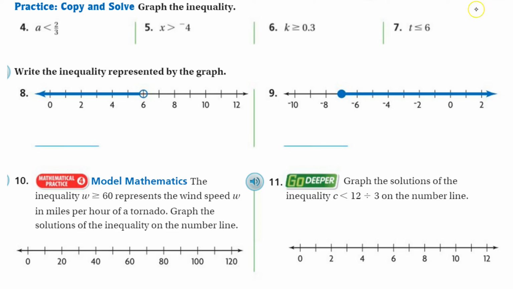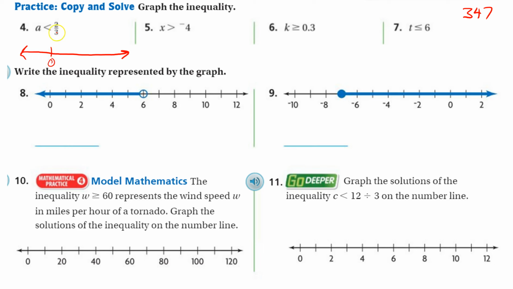All right, now I'm on the bottom of page 347. More examples. It says graph the inequality. So if they don't give you a number line, that's all right. You can make a number line. So here's my number line. I'm going to have 0 go here.